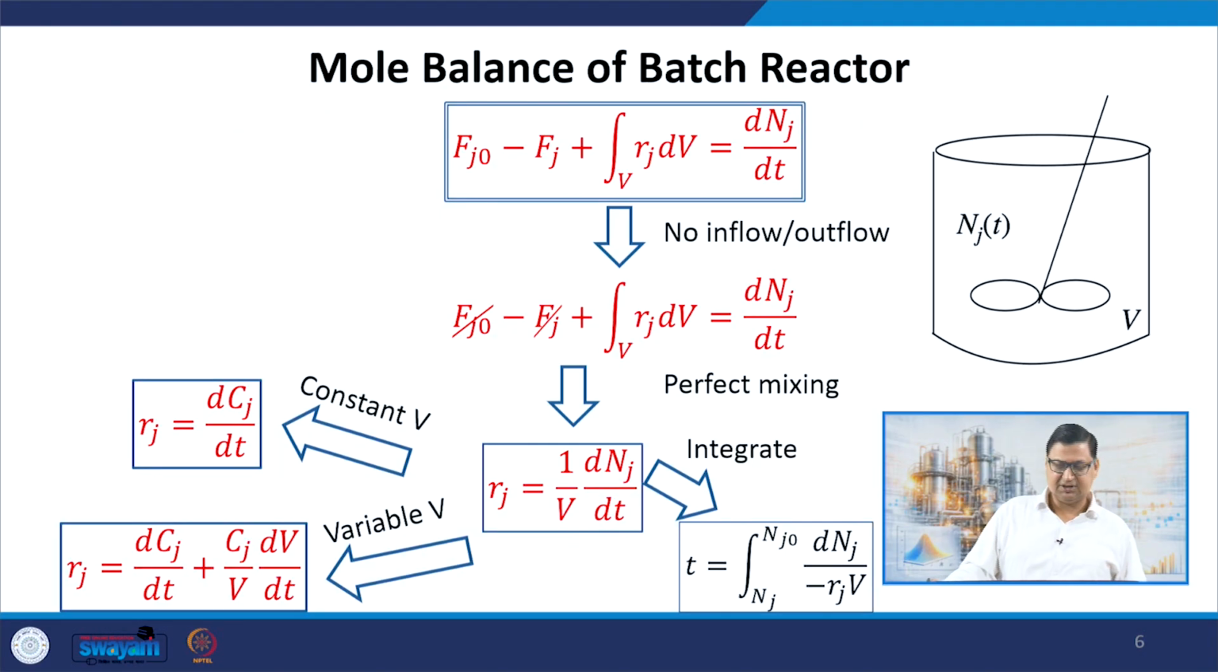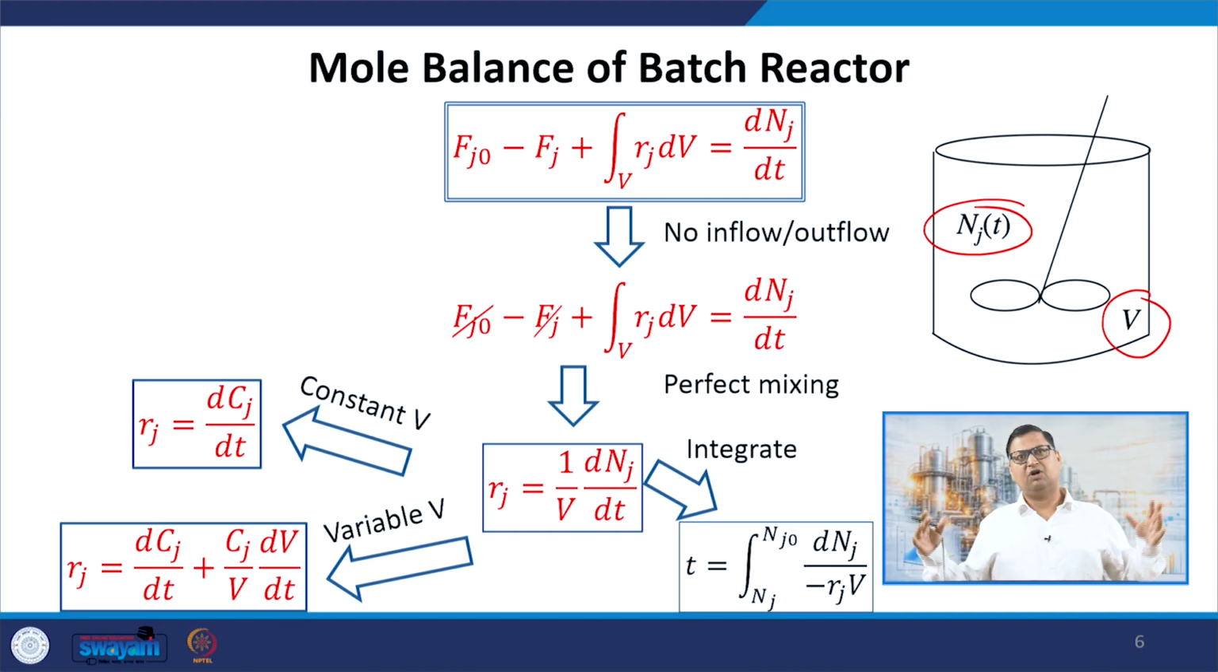So, let us begin with a batch reactor. In a batch reactor you have a certain number of moles of species J at a particular time t. It is by definition in unsteady state, and there is a volume V of the reactor. For the gas phase reaction, it is the volume of the entire tank, but for the liquid phase reaction, it can be the volume over which the liquid is located, or the liquid volume in the reactor, right.